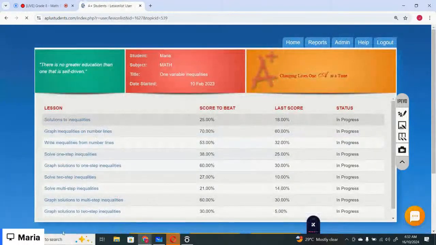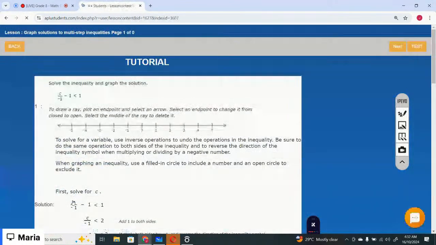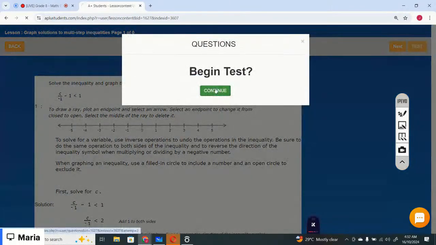That is solve and graph solutions to multi-step inequalities. Now we're going to learn how to graph them. Let's just start with the test questions. You can have a look at the tutorial by yourself later today.